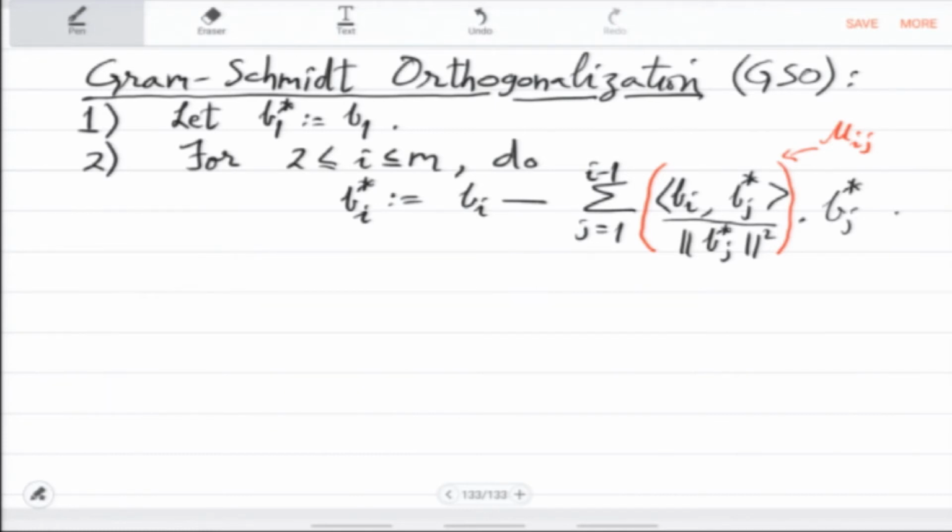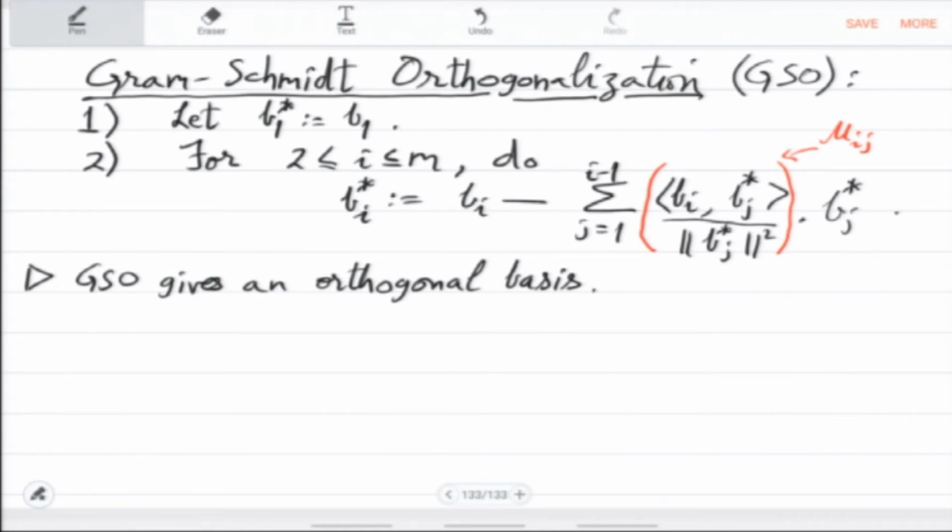Okay, so let us prove a. Well, it's an easy observation, you can prove it as a small exercise, that GSO gives an orthogonal basis. Okay, this you must have seen in basic linear algebra courses over reals. Is there any relationship of our shortest vector to Bi star?